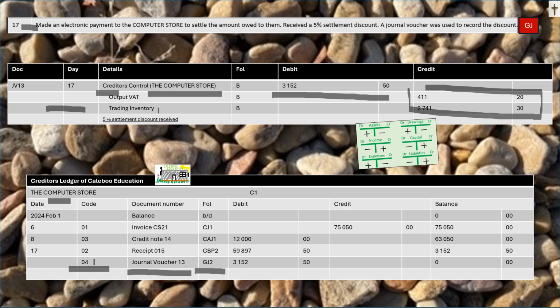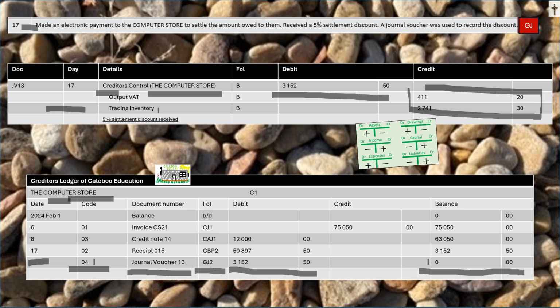Where did we get the information from? The general journal. The account was debited 3,152.50. That resulted in a balance of 0. So now Calibre Education has settled the account of the computer store to date. So after the 17th, the balance owing to the computer store is 0 in our books, which is correct.